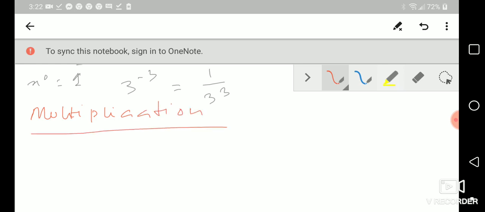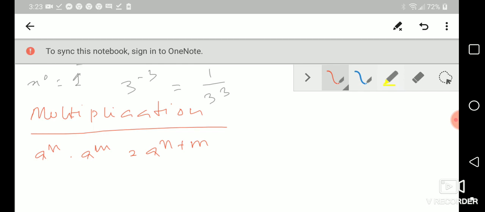Okay, so the rule of multiplication is if you have the same number or same variables, and you multiply them, and they have different exponents, you can add the exponents. For example, a to the power n times a to the power m, you can write a to the power n plus m. The main thing is you have to have the same numbers or same variables, then you can add their exponents.